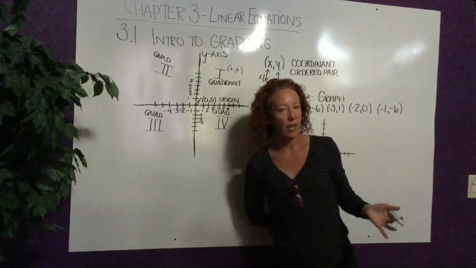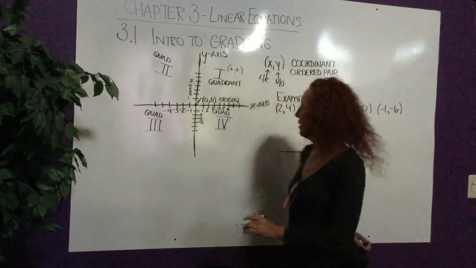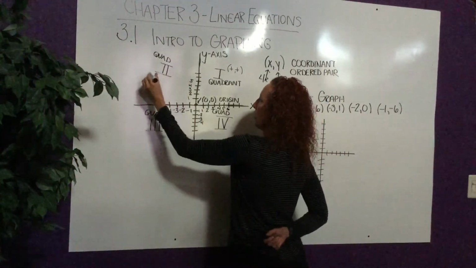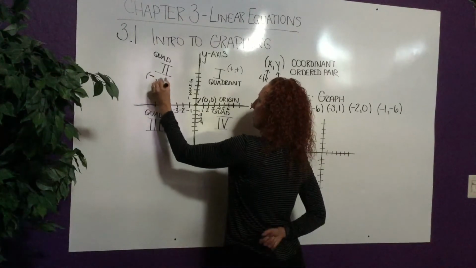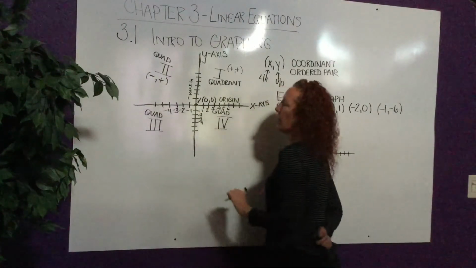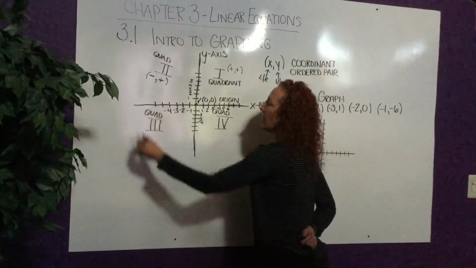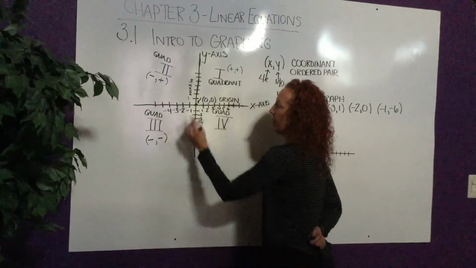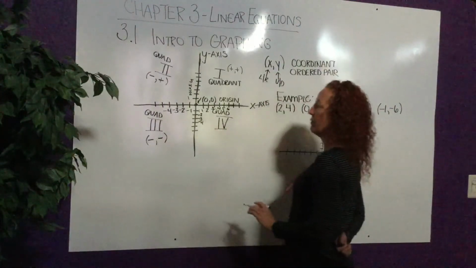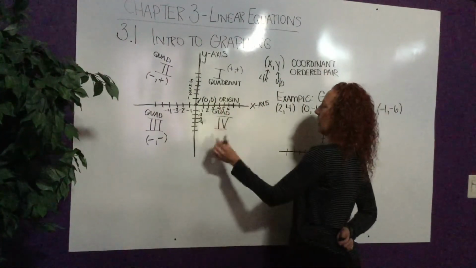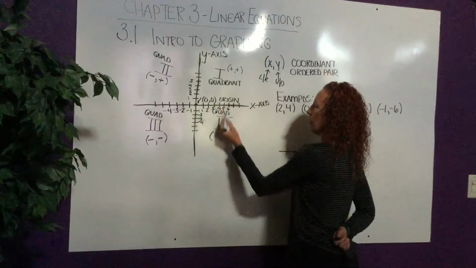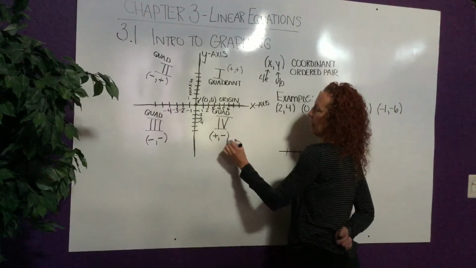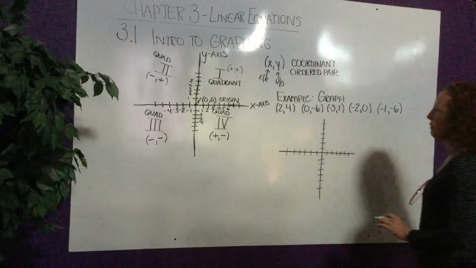Again, not something you're tested on, just pointing out a little fact. In quadrant 2, we've gone to the left and we've gone up, so X will be negative and Y will be positive. Down here in quadrant 3, you would anticipate both of your coordinates being negative because you would go to the left and then down. And over here in quadrant 4, you would go to the right and then down, so the X coordinate will be positive and the Y coordinate will be negative.